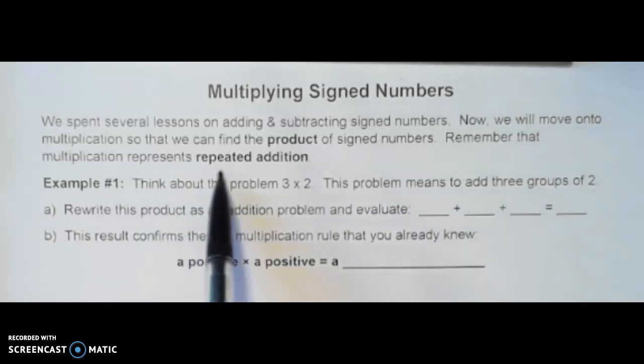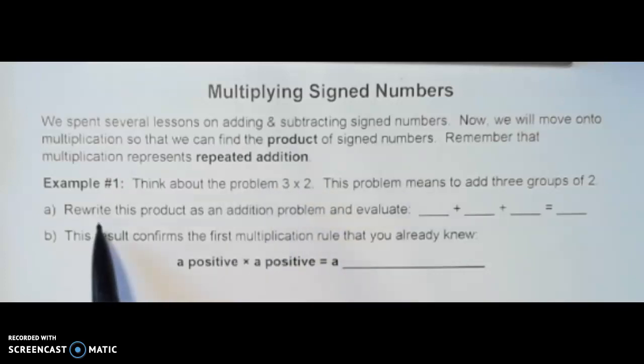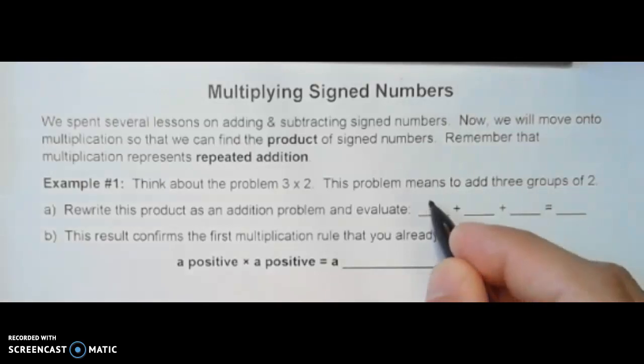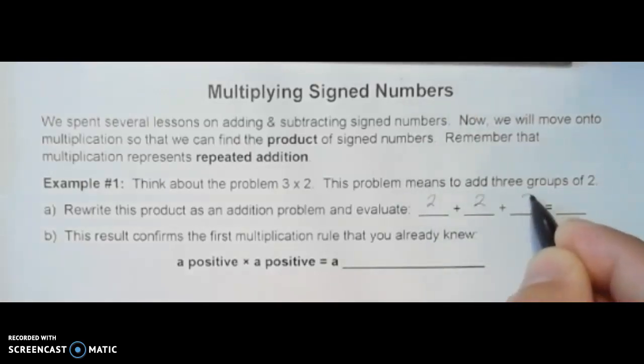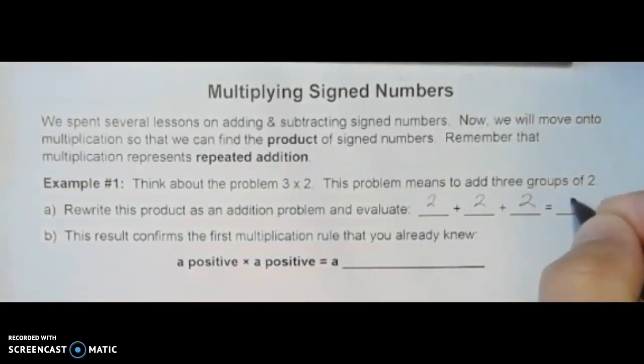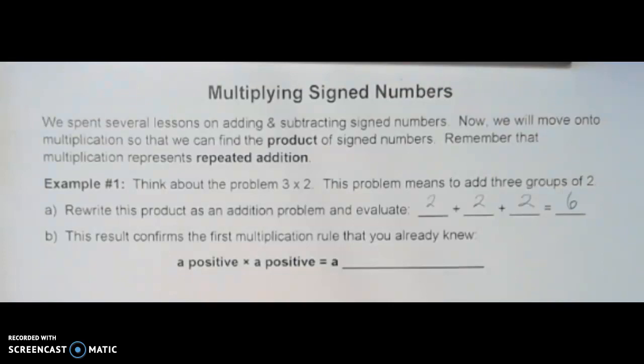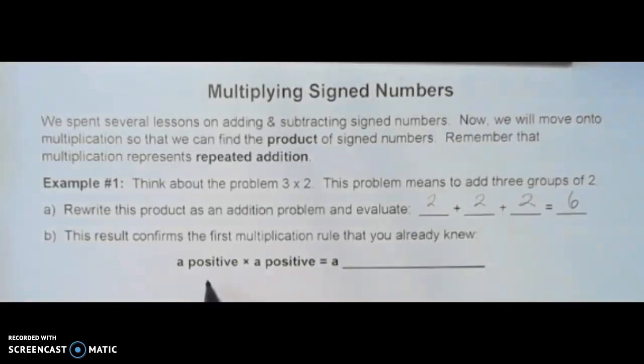Remember, multiplication is repeated addition. So we're going to rewrite this product as an addition problem, and then we're going to evaluate it. Again, 3 times 2 means to add 3 groups of 2. So I'm going to add 2 plus 2 plus 2. There's my 3 groups of 2. And if you add 2 plus 2 plus 2, you get an answer of 6. We already knew 3 times 2 was 6. And this result confirms the first multiplication rule that you already knew. A positive number times a positive number equals a positive number.